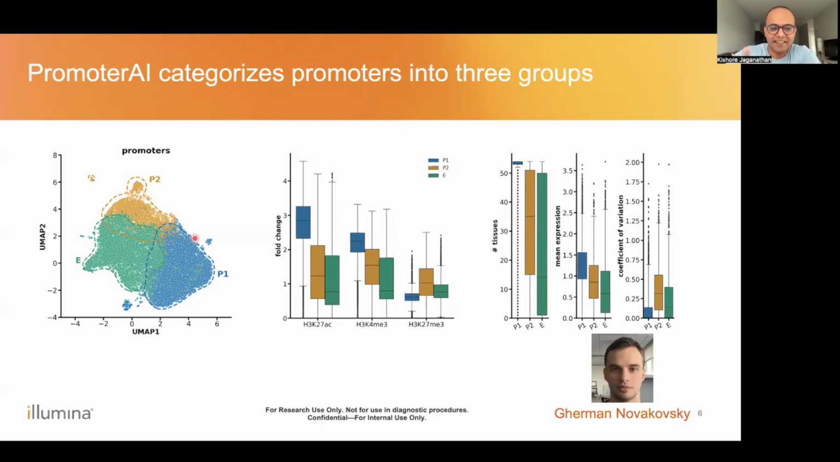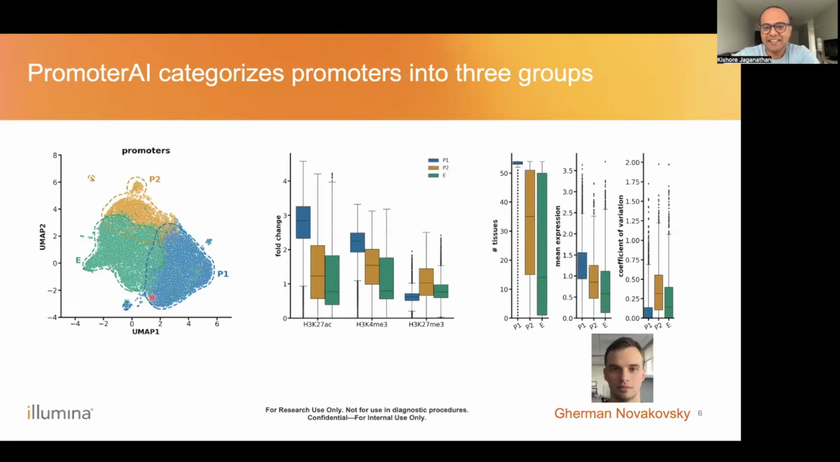And these three of them have very distinct properties. When you look at the blue one, for example, it's very high on the usual promoter marks like H3K27ac and H3K4me3, and it's very weak on the repressive mark H3K27me3. And when you look at those genes, they tend to be ubiquitously expressed. When you plot the number of GTEx tissues where these genes have expression, they are expressed in almost all of the tissues. The mean expression is very high, and the across-tissue variation is very low. So the first cluster is essentially genes that are almost always expressed very well in all of the tissues.